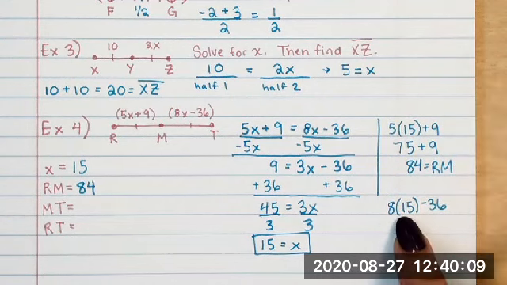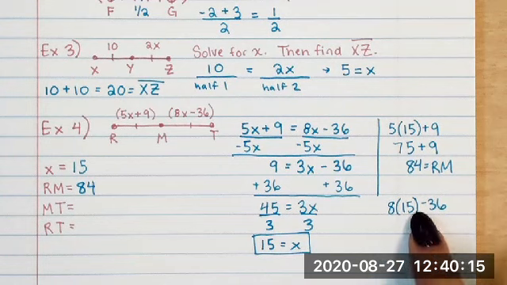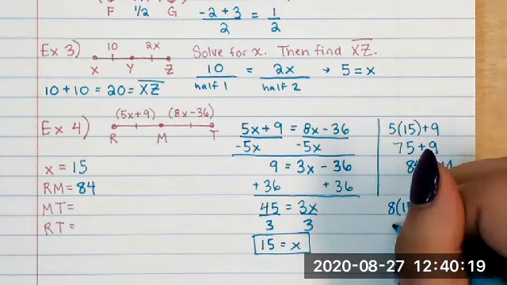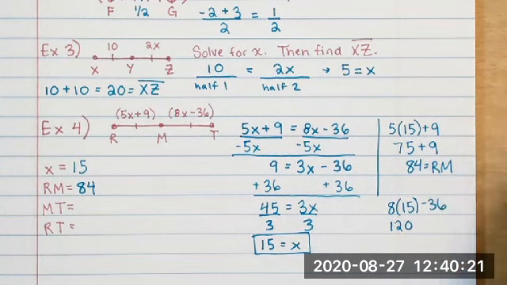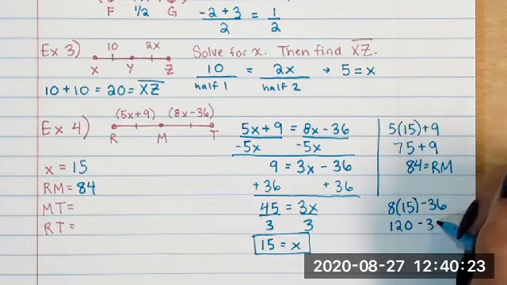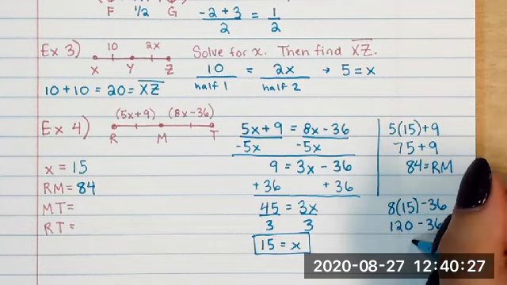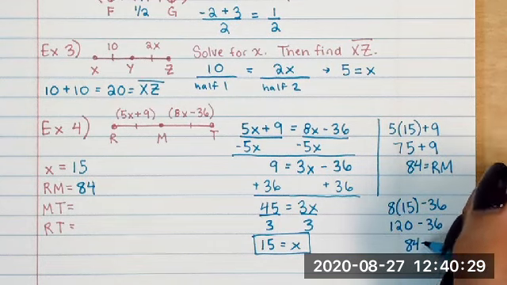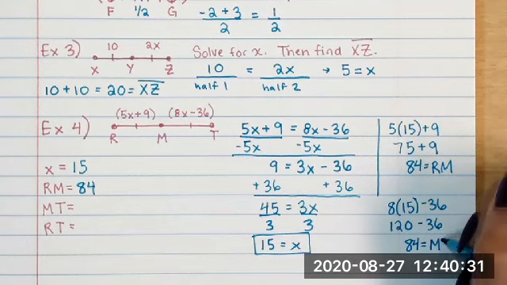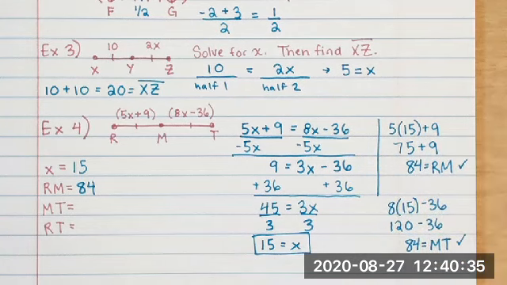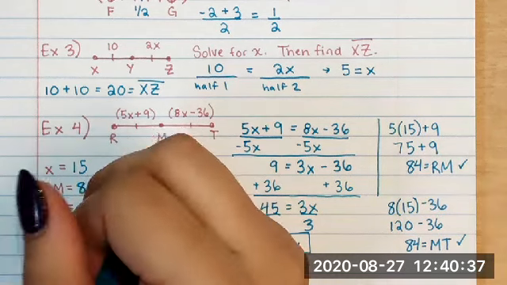All right, so 8 times 15, ooh, that's a big one. 8 times 10 is 40. Or, I'm sorry, 8 times 10 is 80. 8 times 5 is 40. And 80 plus 40 is 120. And then that's minus 36. And that brings us down to 84. So this tells me I did do my work correctly because I got 2 equal halves.